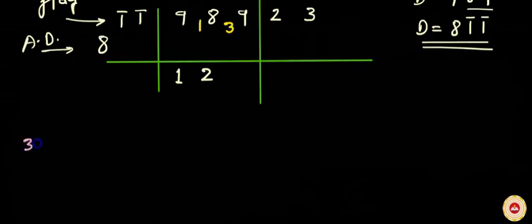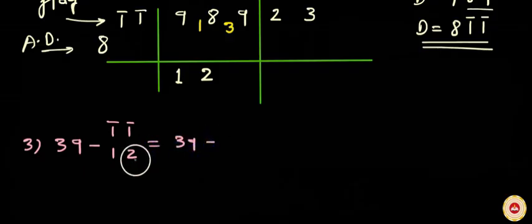Step number 3. Gross dividend 39 minus the cross product of the two flag digits and the last two quotient digits, which gives us 39 minus 2 multiplied by minus 1, minus 2, plus 1 multiplied by minus 1, minus 1. That means minus 2 minus 1, that is minus 3. 39 minus minus 3, that means 39 plus 3, which is equal to 42.